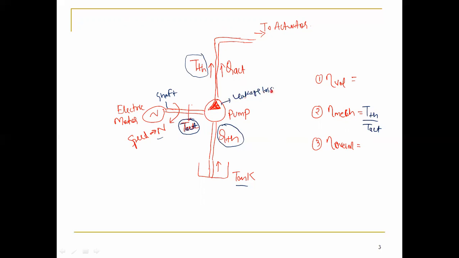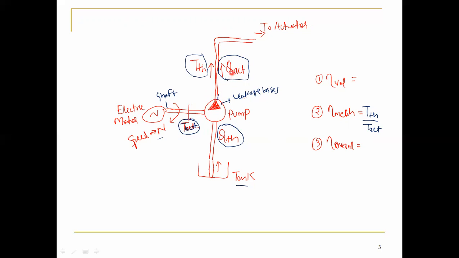Leakage losses will be there. Due to that leakage loss, what will happen? हमारा जो theoretical discharge वो कम हो जाएगा. So we will get the reduced flow rate, and that reduced flow is nothing but the actual discharge. So now what we can see, volumetric efficiency is related to the volumetric losses, that is leakage losses.